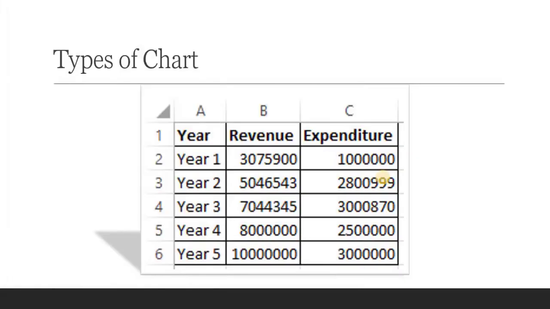Consider this table. Throughout this class, we will use this table to make different types of charts. The table shows a year-wise record of revenue and expenditure.